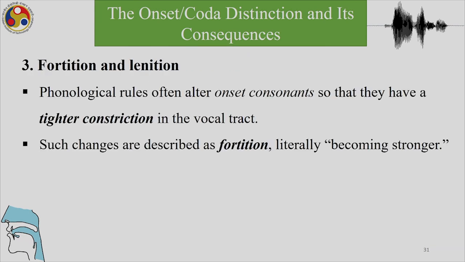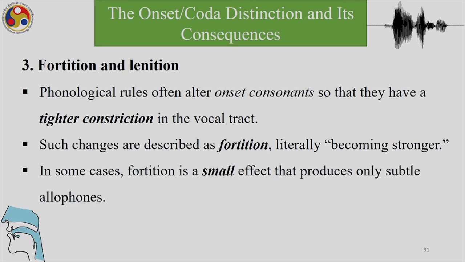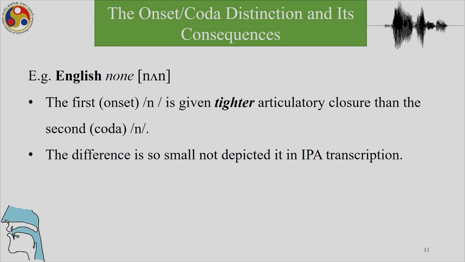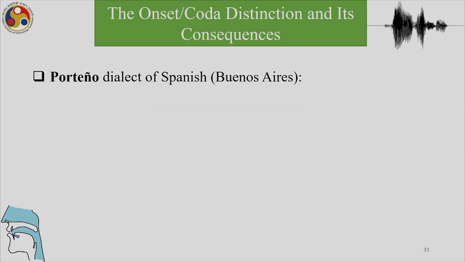And then other processes which apply to syllables are fortition and lenition. Phonological rules often alter onset consonants so that they have a tighter constriction in the vocal tract. Such changes are described as fortition. Fortition means that a fricative becomes a stop, or as a result, there is a tighter constriction in the vocal tract, so becoming stronger. In some cases, fortition is a small effect that produces only subtle allophones. In English, the first onset N is given tighter articulatory closure than the second N in a word like none. The difference is so small, it's not depicted in IPA transcription.